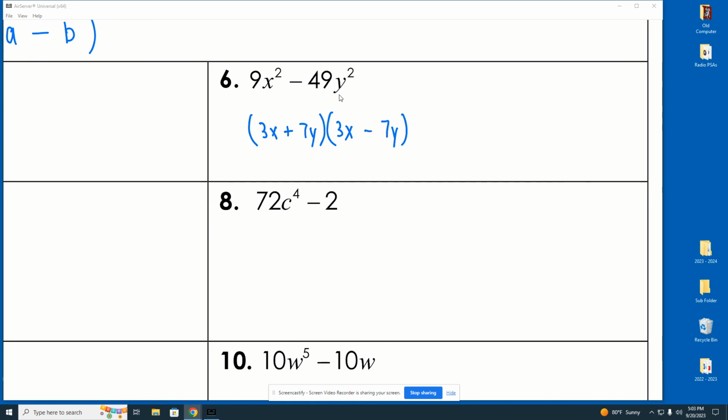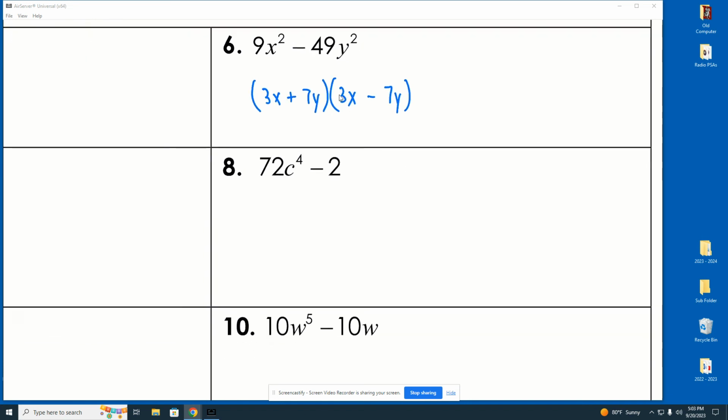Okay, easy stuff, right? Hopefully you guys recall this. Look at the next one. Again, I can immediately look at this thing and say, hey, c to the 4th is a multiple of 2, so it could be a perfect square. But 72 is not a perfect square. 2 is not a perfect square. So hopefully right off the bat you guys realize that's a GCF. You can pull out a 2. If you pull out a 2, 72 divided by 2 is 36 c to the 4th. And negative 2 divided by 2 is negative 1.